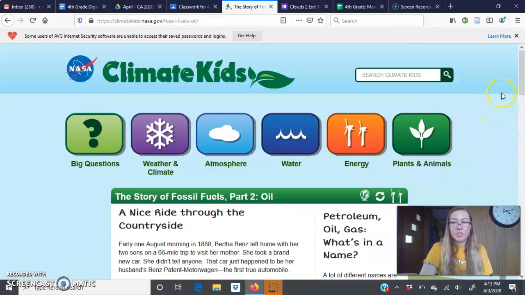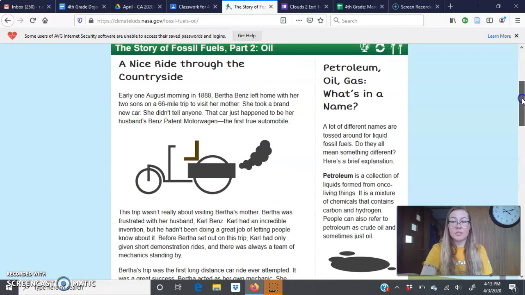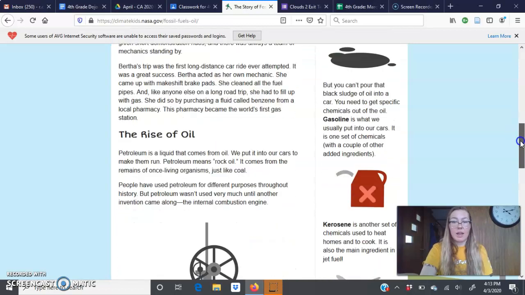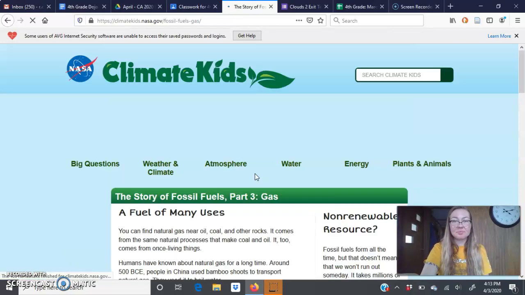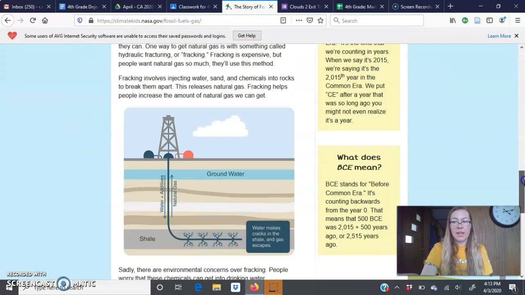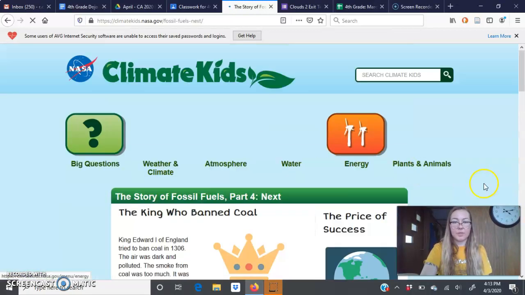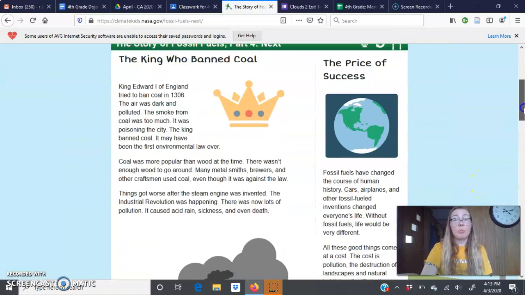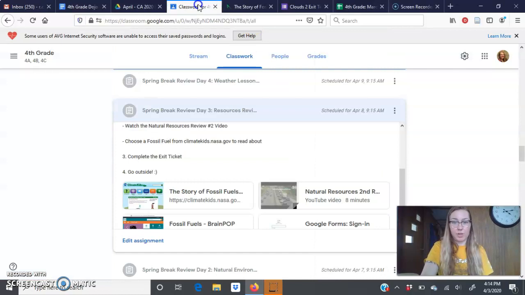And on our next page, this is about oil. So oil is petroleum, oil, gas, excuse me, on the next page, you would see that this one is about gas. And finally, this page, last page, is about coal being banned. Okay, so you'll choose one page to read, and after you read that, you will come to here and you will fill out your Google form.